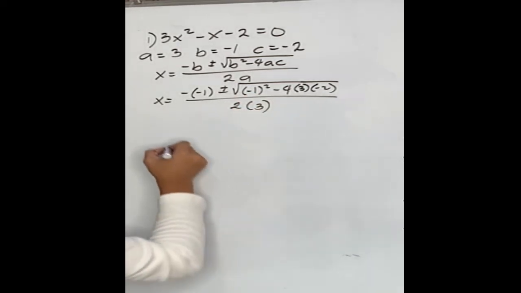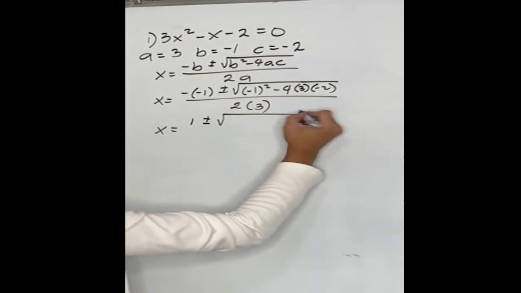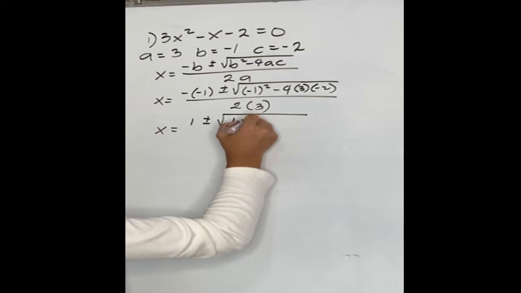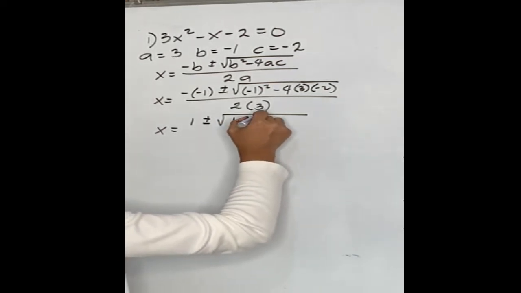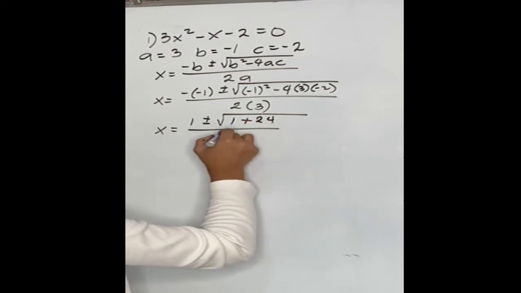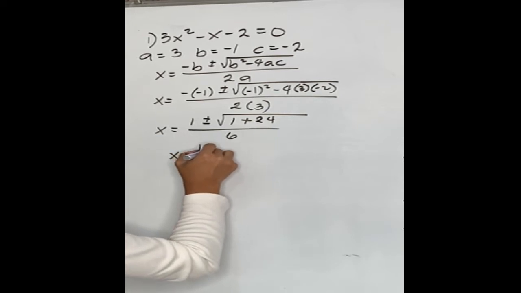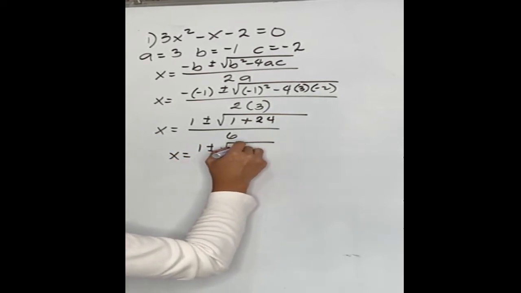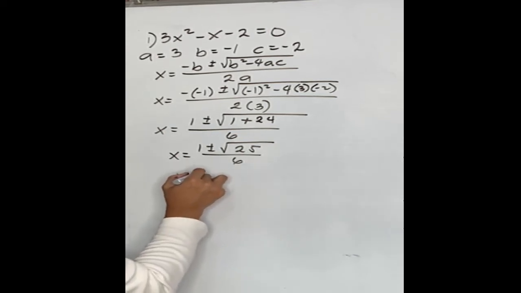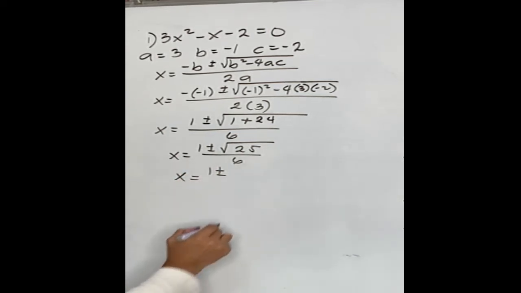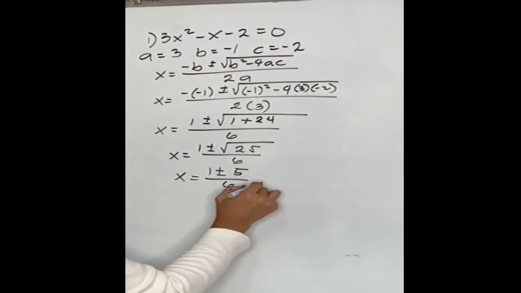Let us continue solving. You will have x is equal to 1 plus minus square root of 1 plus 4 times 3 is 12 times 2 is 24 all over 6. Continue, you will get x is equal to 1 plus minus square root of 25 all over 6. So x is equal to 1 plus minus the square root of 25 is 5 all over 6.